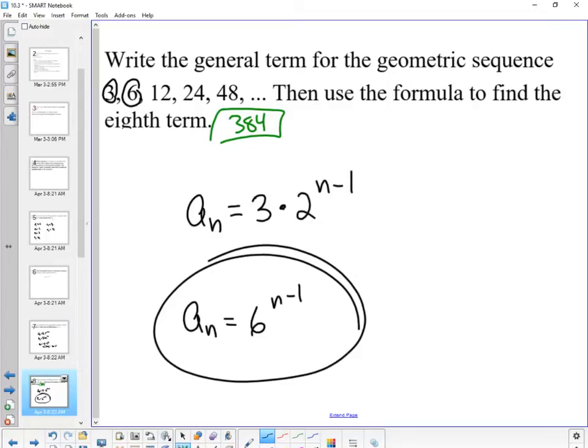The correct one is the top. Do not make the mistake of wanting to multiply the two, because that would not be correct. You would not be following the order of operations. Wait, 384 is the 9th term, not the 8th term. No, it's the 8th term. Did you go minus 1? 48 is the 6th term. Oh wait, no, that's the 5th term. The top one, not the one that I crossed out. And then the 8th term I told you was 3 times 2 to the 7th.